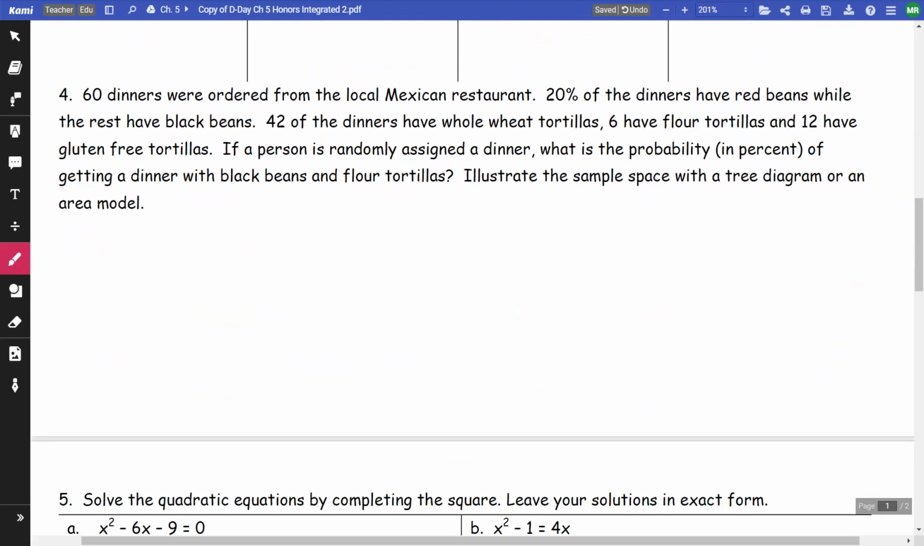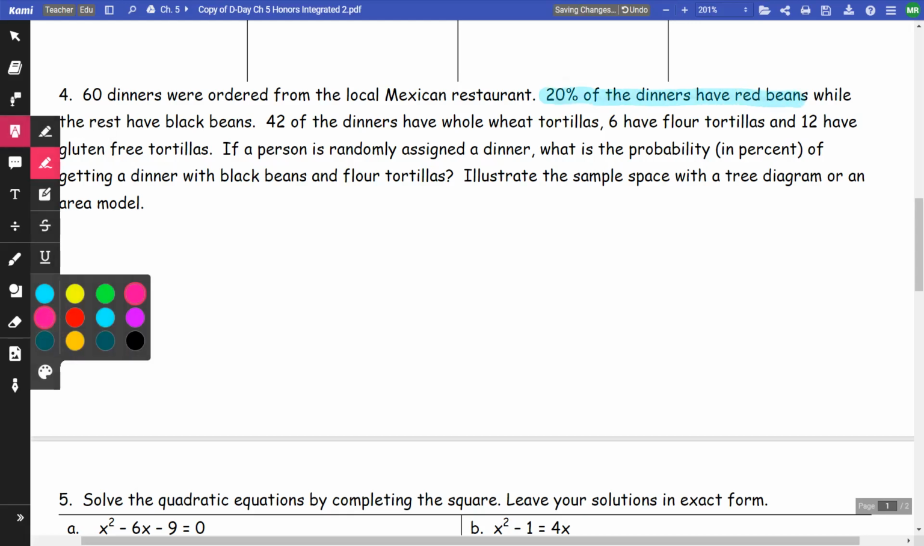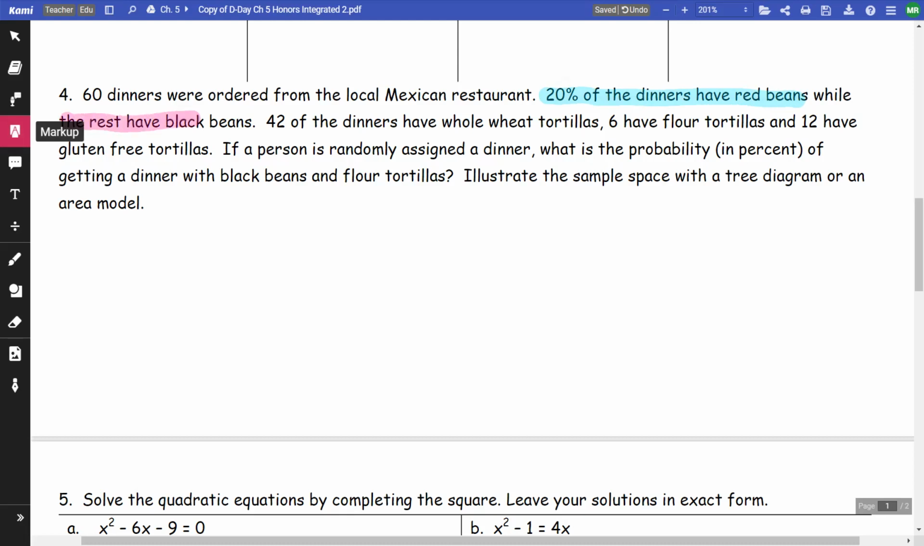In the next section, number 4, 60 dinners were ordered from the local Mexican restaurant. Let me just kind of highlight some information. 20% of the dinners have red beans, while the rest have black beans.